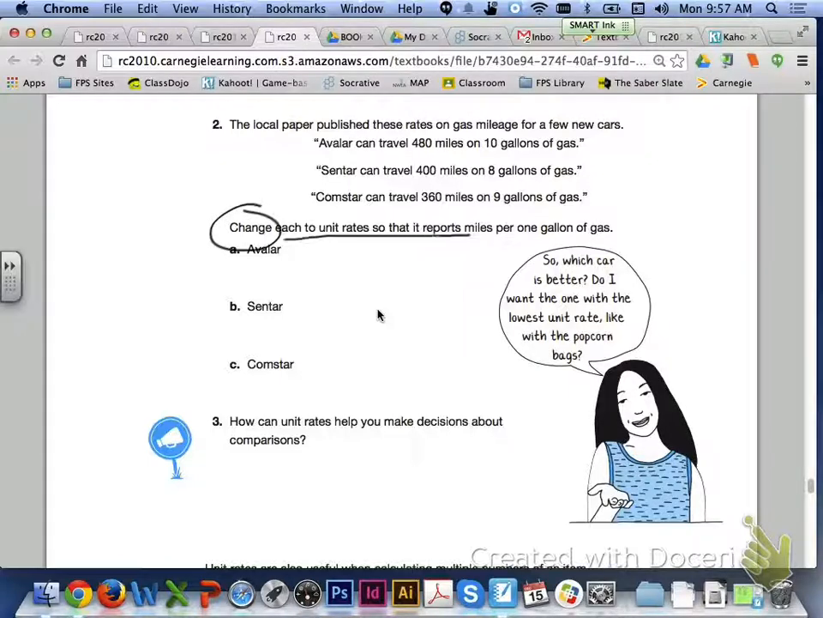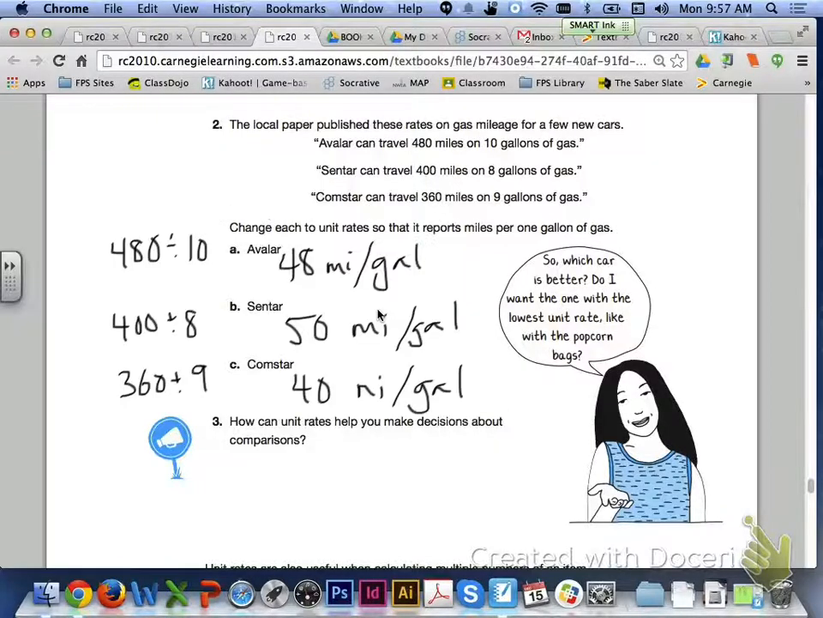So it says change each to unit rates so that it reports miles per 1 gallon of gas. So go ahead and do letter A, B, and C. So if we take a look at letter A, the Avalar is going to be able to travel 48 miles per gallon, the Centaur 50 miles per gallon, and the Comstar 40 miles per gallon.